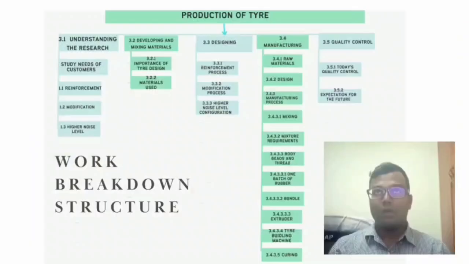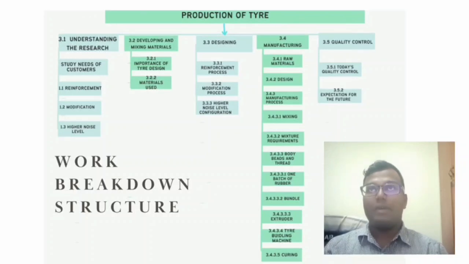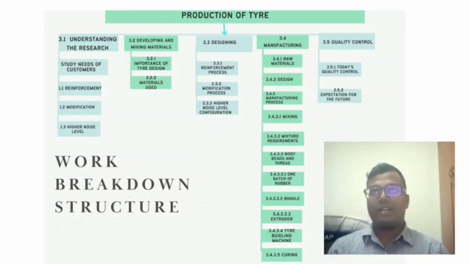end of the project. The work breakdown structure begins with first understanding the research by studying customers' needs, where in this case customers want reinforced tires, modified tires, and tires without higher noise levels. For developing and mixing, it is necessary to understand that the mixture used will determine the performance of the tire. The materials used include 5 key elements: natural rubber, synthetic rubber, carbon black and silica, and metallic and textile reinforced tires.